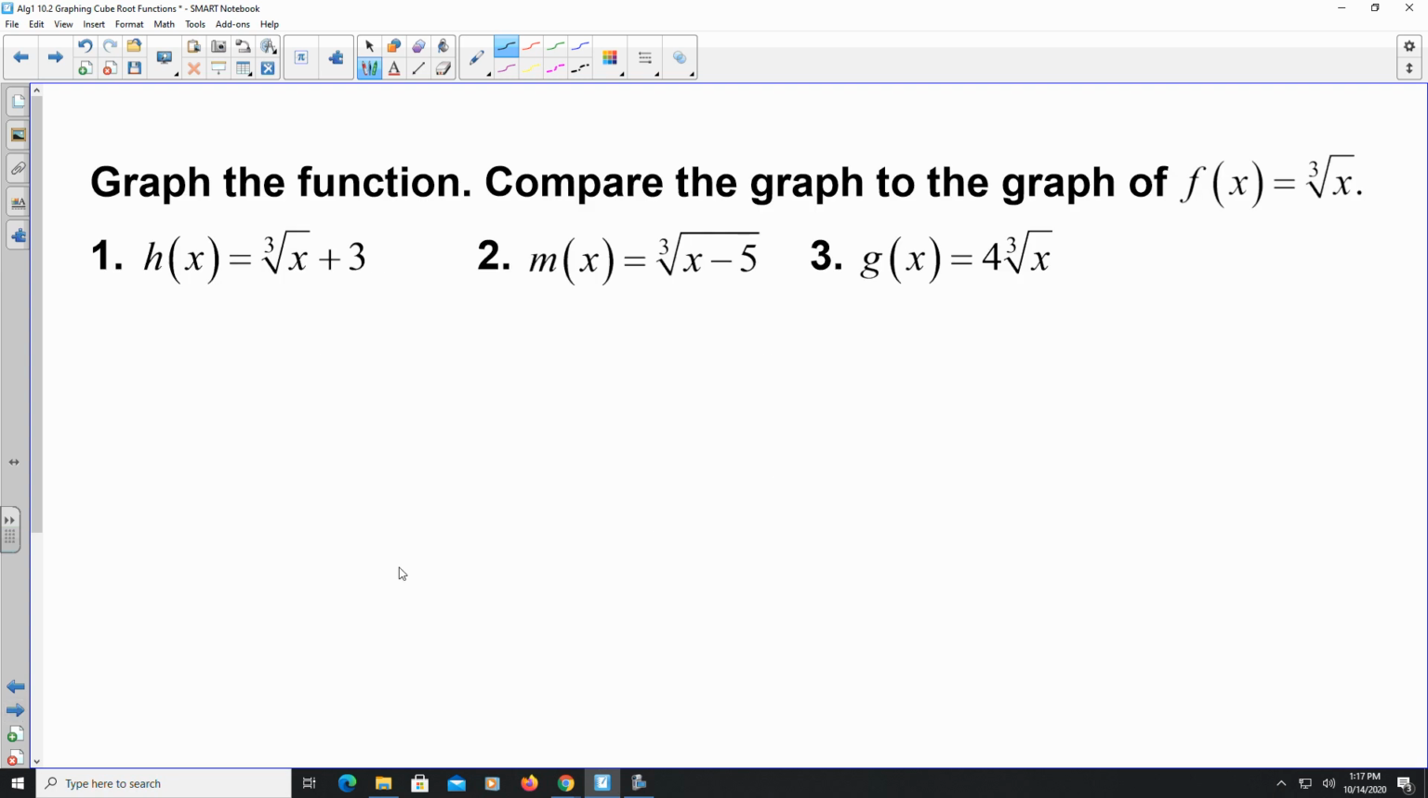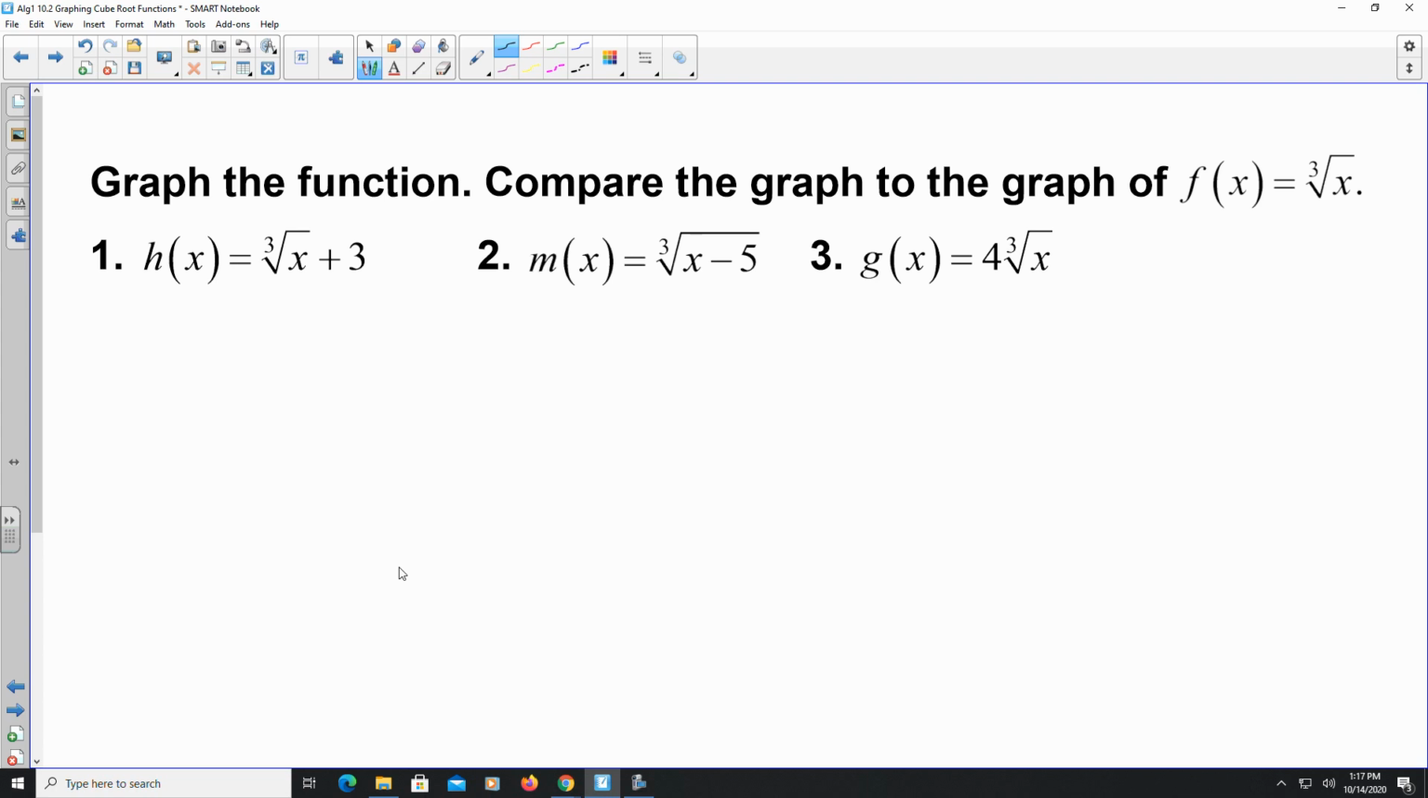All right. So again, these are other cube root functions. And I would say number one is very similar to the example we just did.